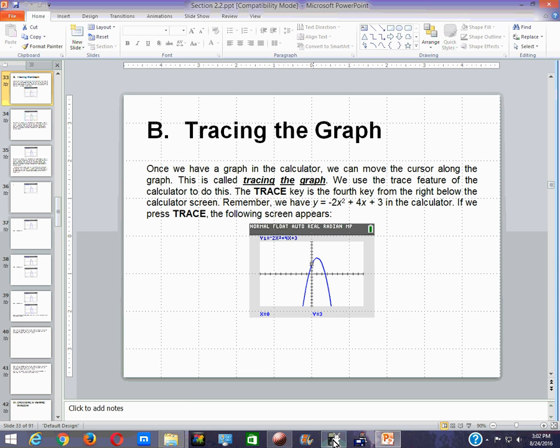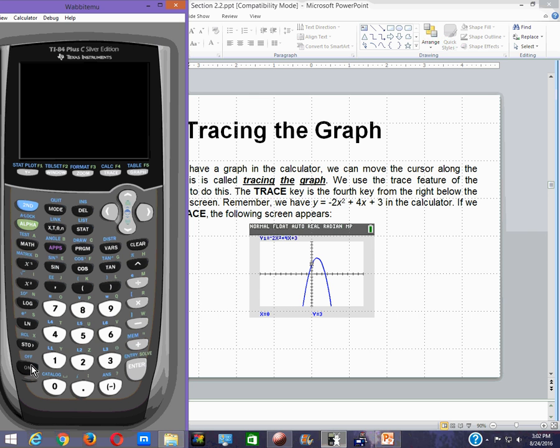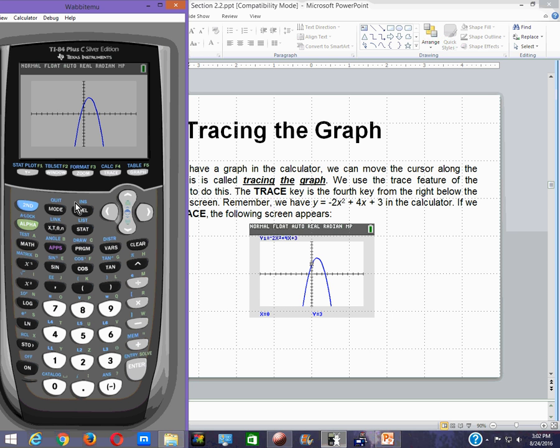If I do it on the calculator here, oops, I guess I got to turn it back on. If I do trace, okay, notice it's at 0, 3. To move along the graph in the right direction, just press the right navigation arrow. And notice it tells you where you are. These aren't great values, but it does tell you where you are. If you want to go in the left direction, press the left arrow key.